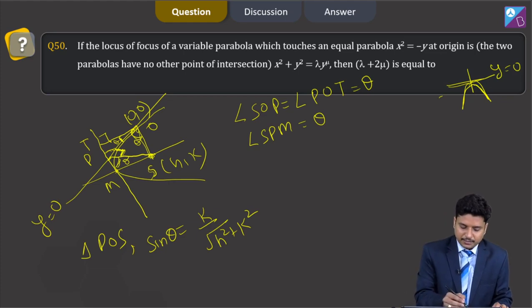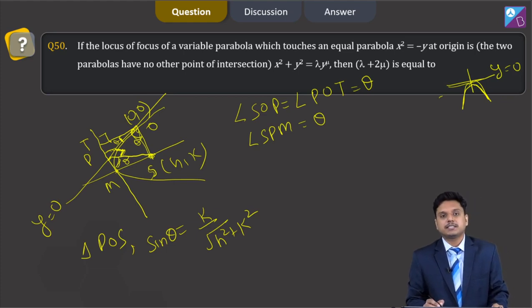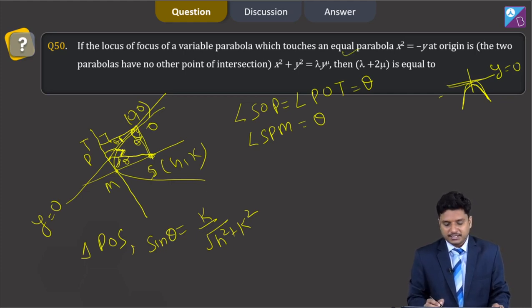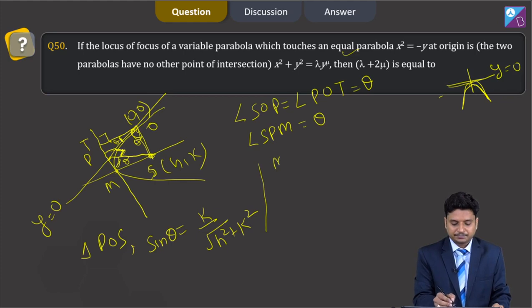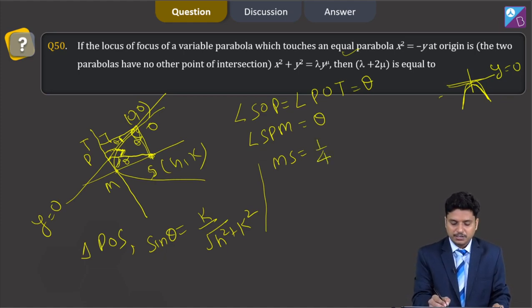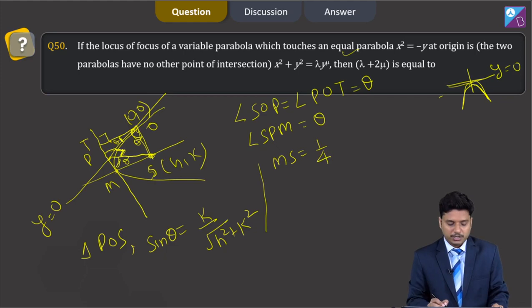And here also again, this length MS is what? As it is given that both parabolas have equal latus rectum because of this equal parabola term, that means this MS will be equal to 1/4 of latus rectum. 1/4 of latus rectum is how much? This is equal to 1/4. So MS is your 1/4.